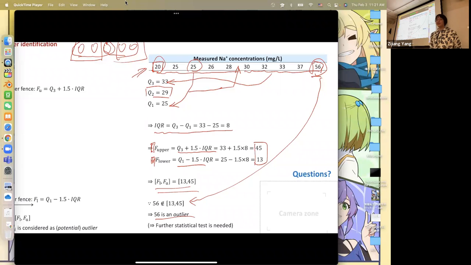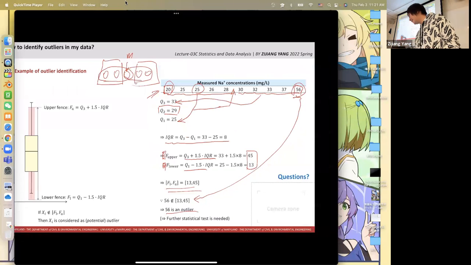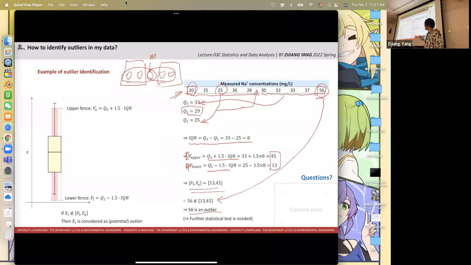But in research or in practice, the further conclusion is that a further statistical test is needed. So that's why I say this is a potential outlier, but we may need to use some statistical methods to confirm that it is an outlier. But in this class, we can just say this is an outlier. So any questions about this one?